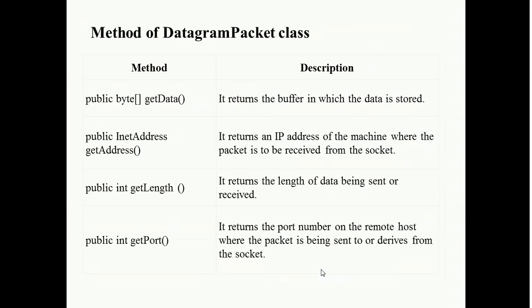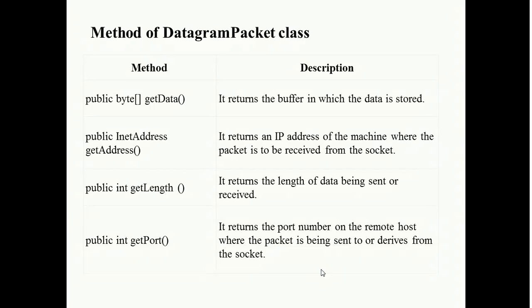Now next, see the methods of the DatagramPacket class. First method is getData, and it returns the array of the data. So this method returns the buffer in which data is to be stored. So the getData method returns the data that is stored, in the form of a buffer or array.